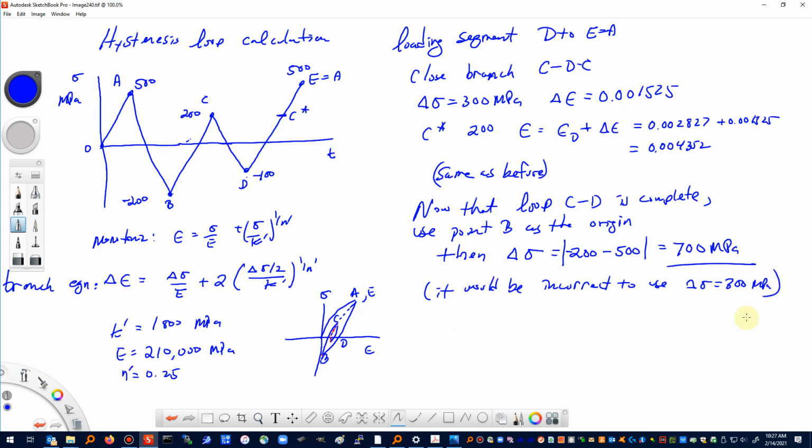And so I'll just make a note of it there. It would be incorrect to use delta sigma is equal to 300 megapascals. Well, we've done the calculation for 700 already. So I'll write down the result.